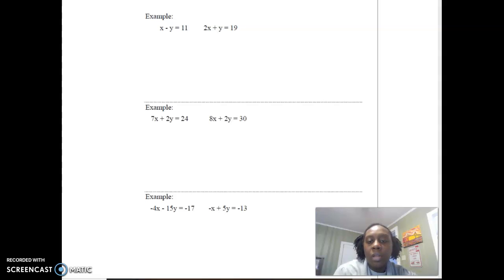I'm only going to be working the third example that you see on the page. The first two examples were completed in the first video that you watched on elimination method. So I'm only going to be working this third problem. For my students, this is on page 11 in your interactive notebook.